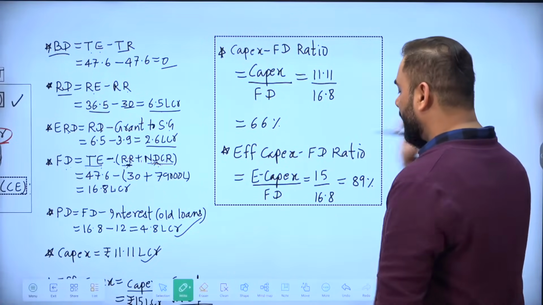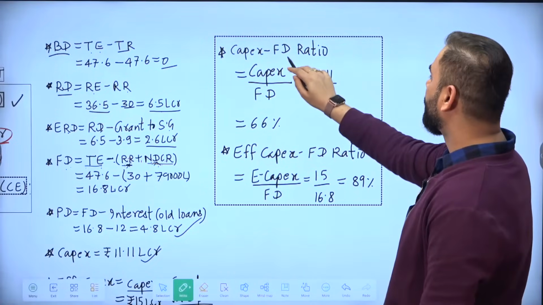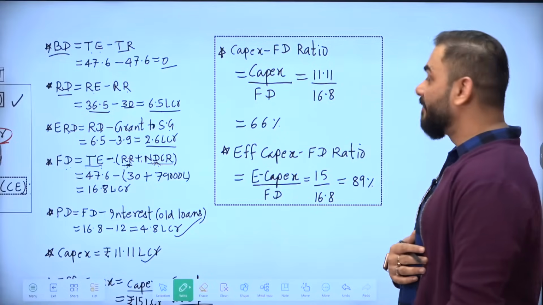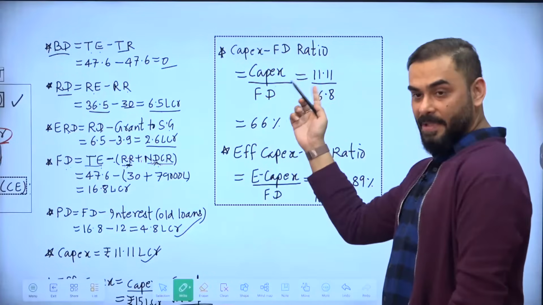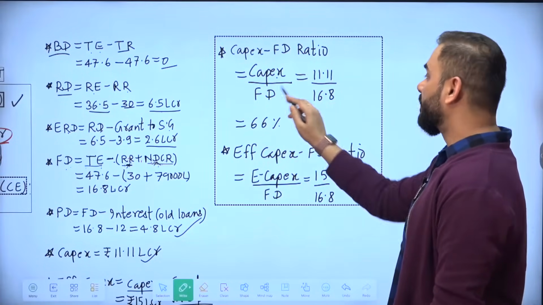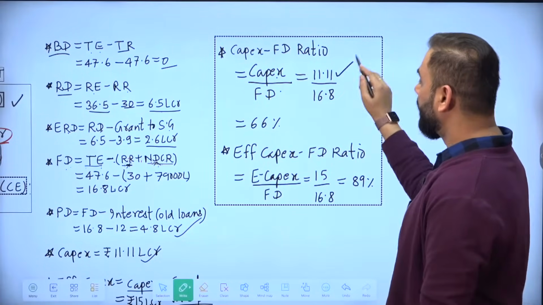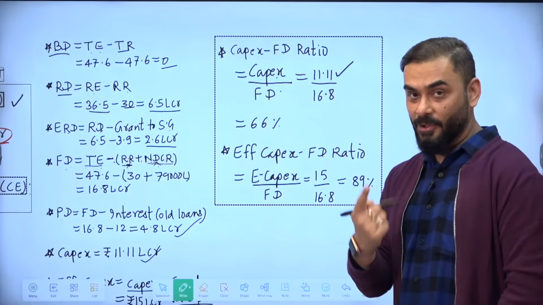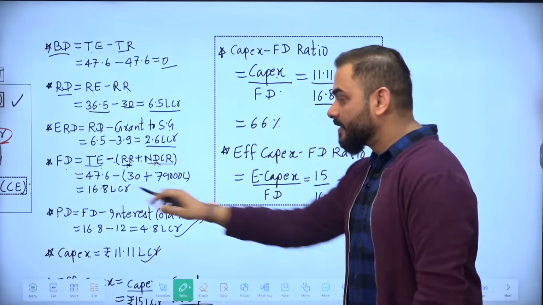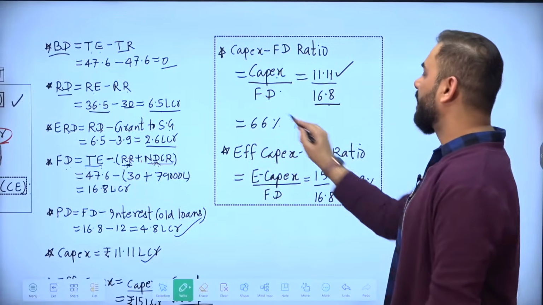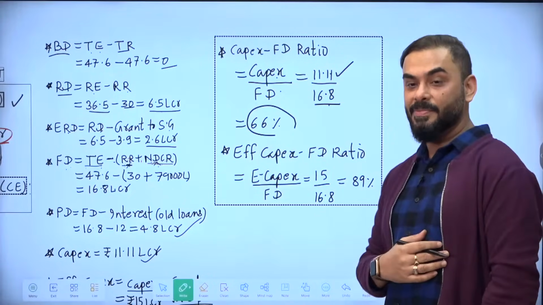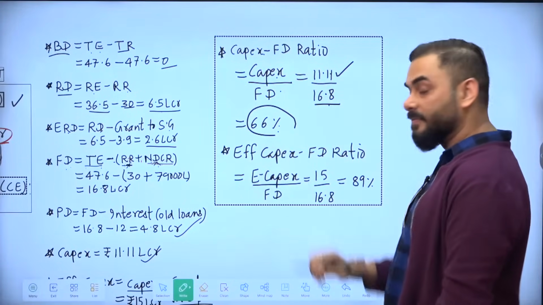The formula says that there is something called the capex fiscal deficit ratio. What is the capex and fiscal deficit ratio? It is capital expenditure upon fiscal deficit. Let's write it. Capital expenditure 11.11 lakh crore, we already saw the finance minister announcing this, and fiscal deficit we have seen 16.8 lakh crore. If you take this ratio, you get roughly 66%, or 65.9%. This is called the capex to fiscal deficit ratio.